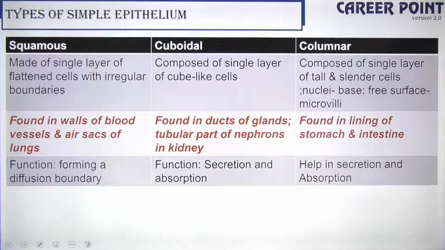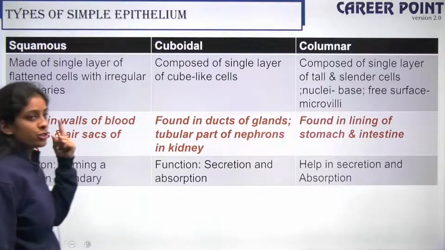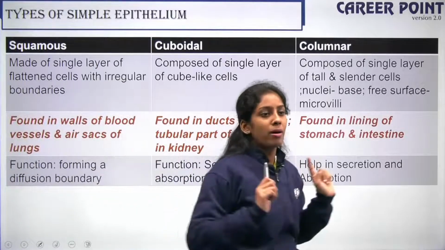Yes, of course, pseudostratified is also there. So we'll also talk about pseudostratified. So remember these three things. Pseudostratified is not mentioned in your NCERT. So these three are mentioned in your NCERT, and hence I have combined these three.